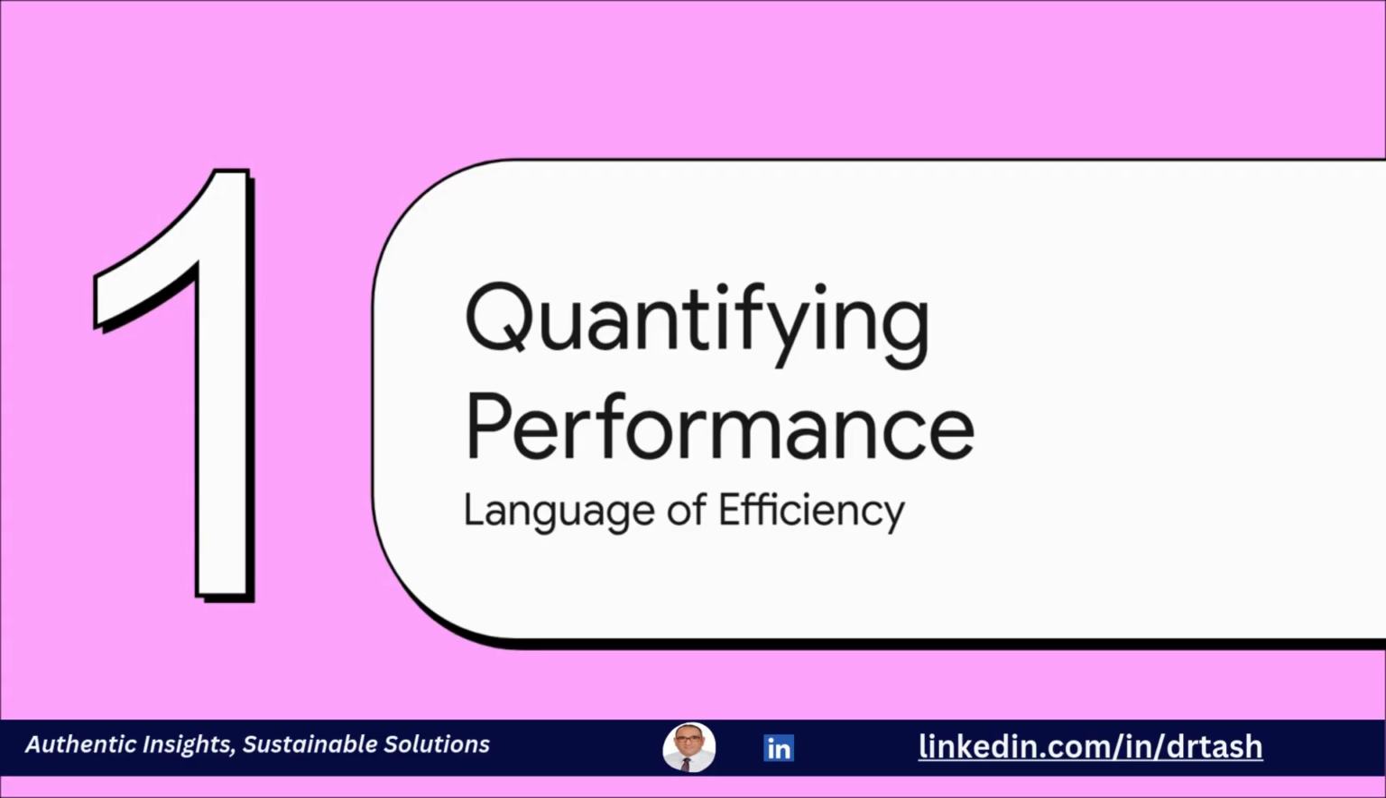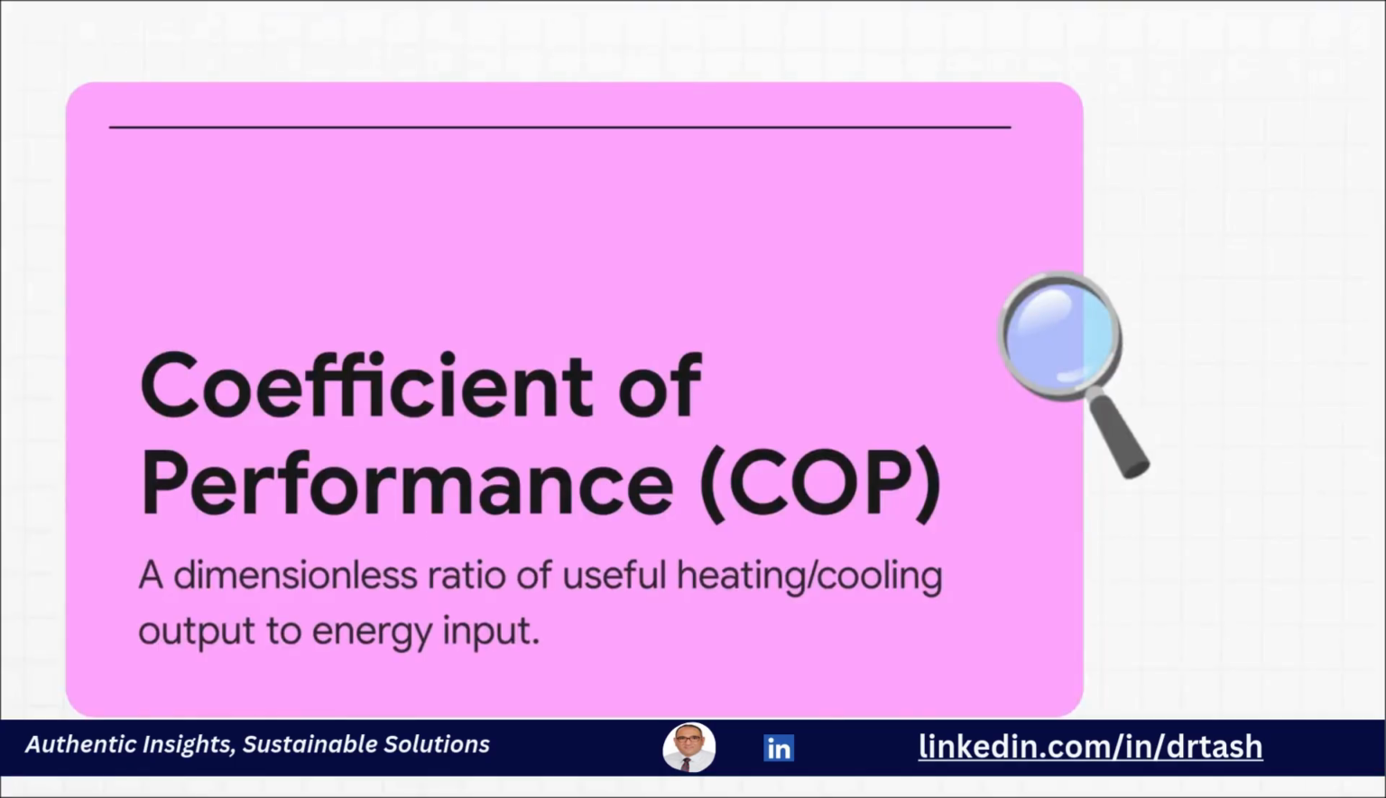These are the numbers that let us benchmark equipment and really start building the business case for any efficiency project. And we have to start with the most universal metric of them all, the coefficient of performance, or COP. It's just a pure, simple ratio. It tells you exactly how much heating or cooling you get for every single unit of energy you put in.